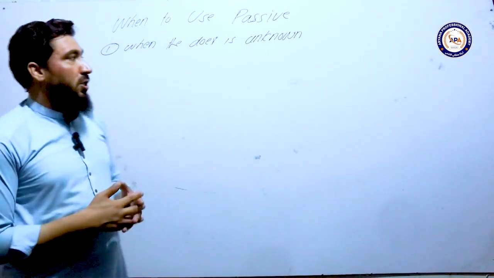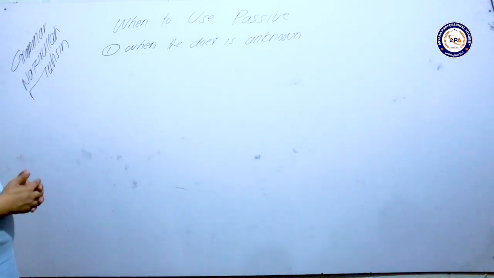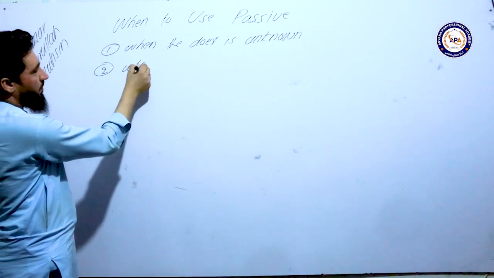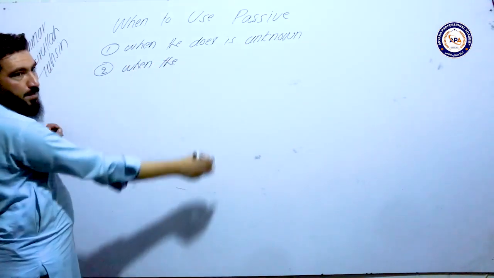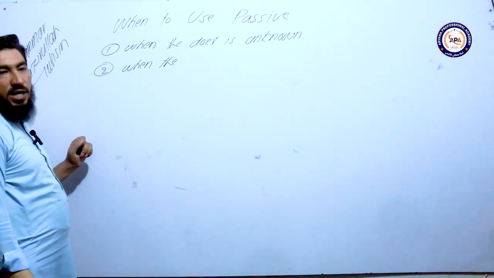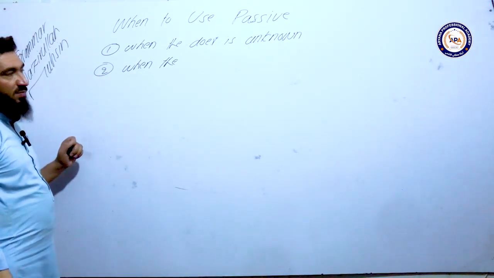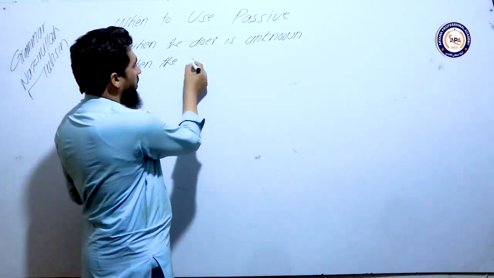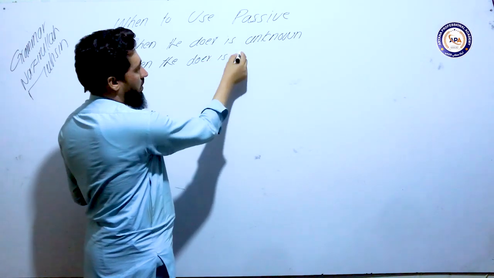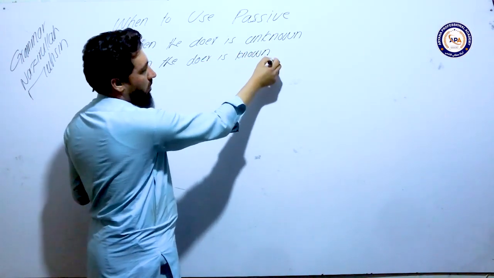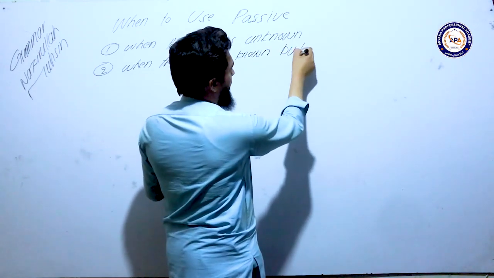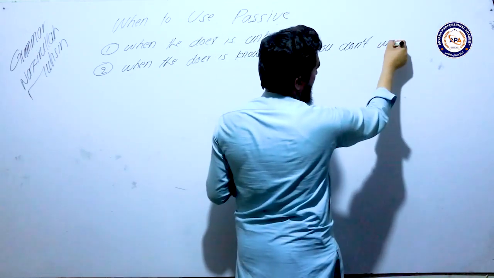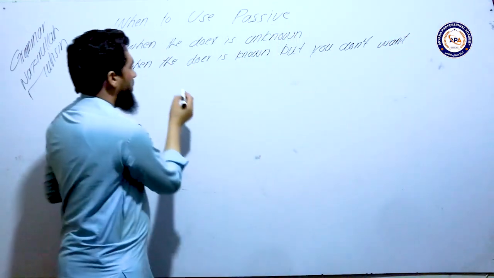When the subject is unknown and when the doer is unknown, then we use passive voice. Number 2. When the doer is known, but you don't want to mention it.